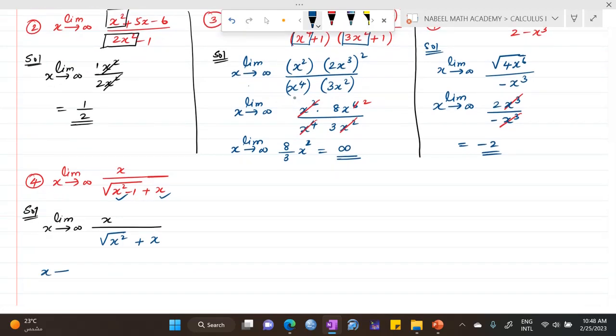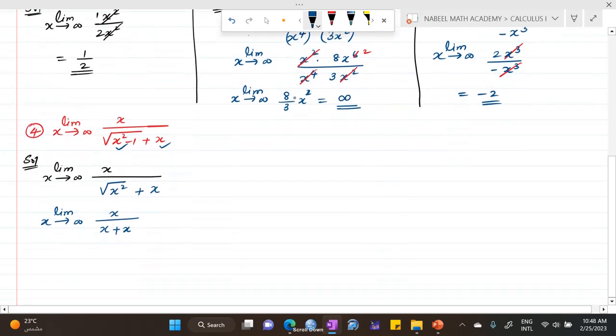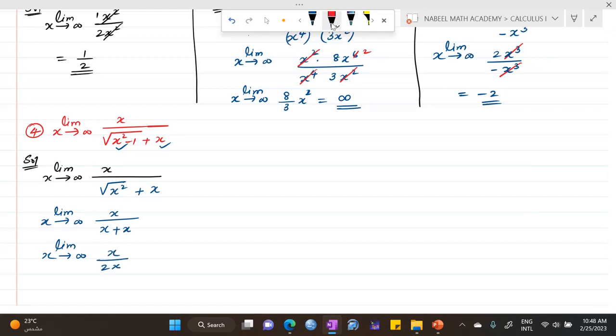Now limit x approaches to plus infinity, and then x over, it is x plus x. So which in turn implies limit x approaches to plus infinity, x over 2x. So x with the x cancel. So the answer will be 1 over 2. So this is 1 over 2. This is a constant. When you apply the limit, it becomes the same thing.